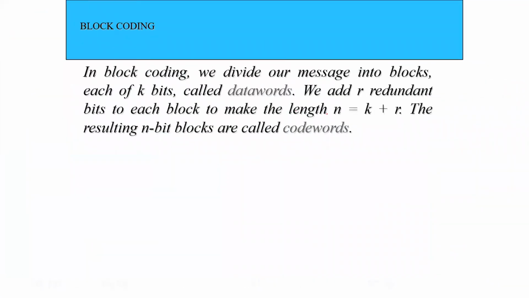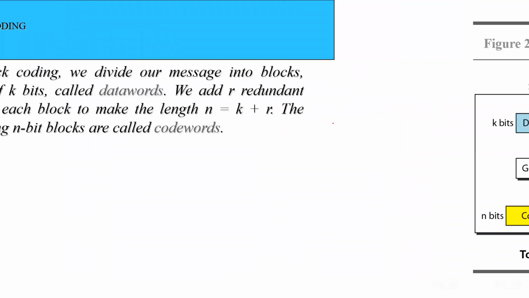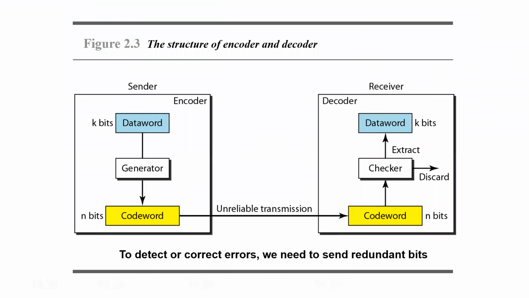So in block coding, we divide our message into blocks, each of k bits called data words, and we add our redundant bits, or as I said, whenever you see the term redundant, remember it as extra bits, to each block to make the length n equal to k plus r. So this n bit block is now called a code word. Okay. Now the next is the structure of your encoder and decoder.